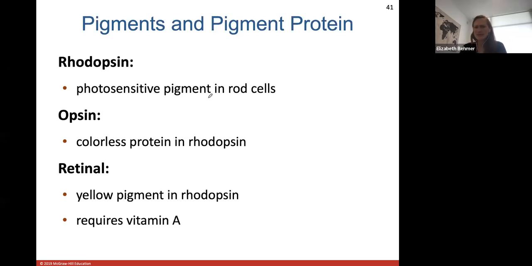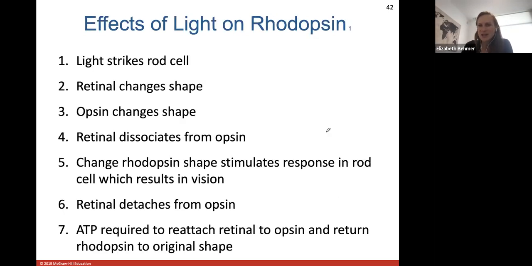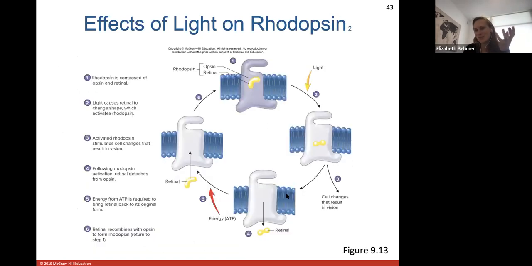So these are just different pigments and pigment proteins that are in your eyes. The effects of light on rhodopsin, and you won't necessarily be tested on this, but light will strike the rod cell, the retinal changes shape, opsin changes shape, they dissociate from each other, and that changes the rhodopsin shape to help stimulate a response in the rod cell, which results in vision. The retinal detaches from the opsin, and then ATP is required to reattach the retinal to opsin and return rhodopsin to the original shape. So basically, these pigments will change shape in the rods to help you see.